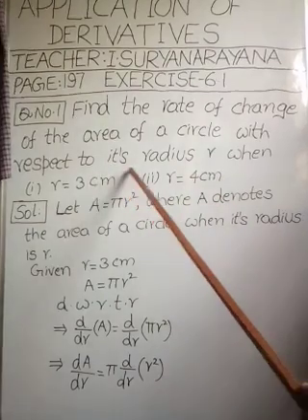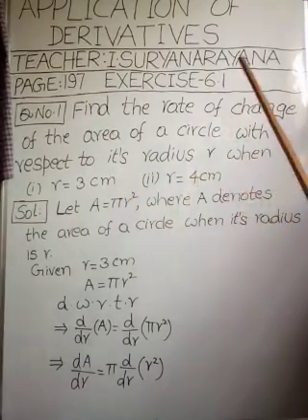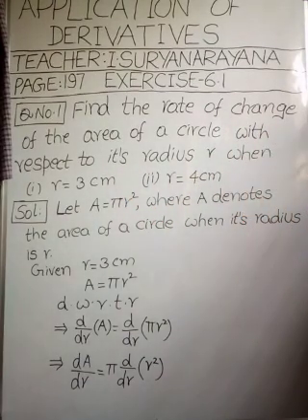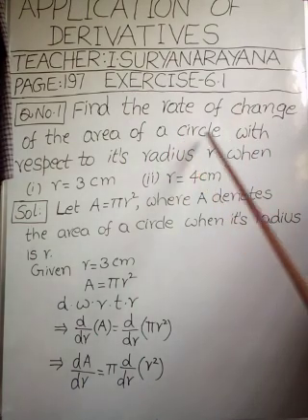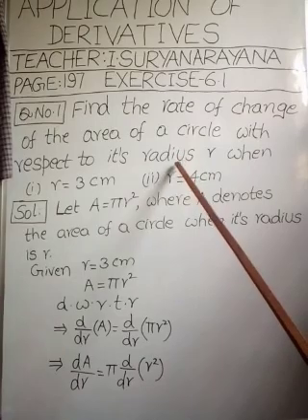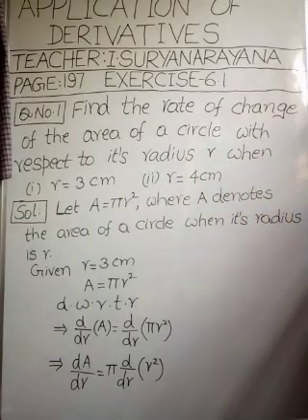It is given clearly with respect to its radius. So what should we find? dA by dr only. If it is not given, then we have to find dA by dt. Remember this point, my dear children. If they ask only to find the rate of change, then we have to find only dA by dt. But it is given clearly with respect to its radius. It means we have to find dA by dr, where A denotes the area of a circle.